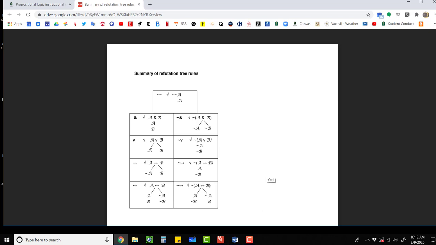It's not very difficult to memorize them. And my advice is don't just memorize them by rote, but really make them make sense to you, because they do make sense.